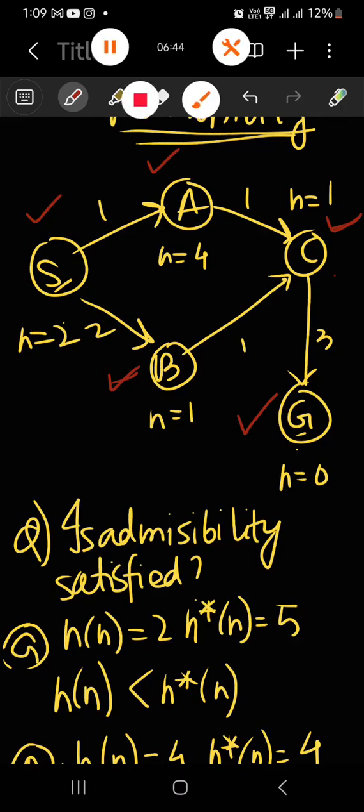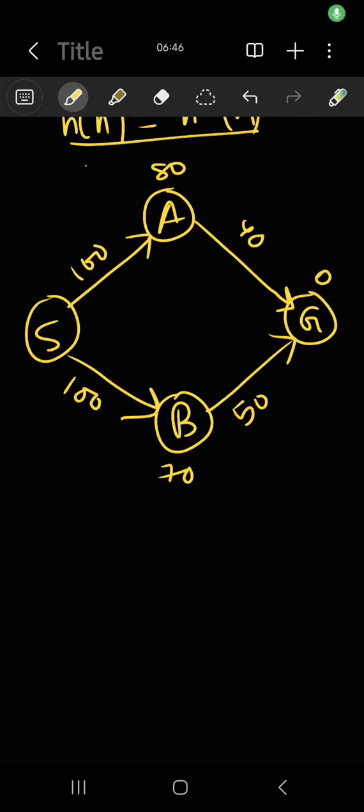Okay, so thank you. We have to see whether the admissibility constraint is getting satisfied for this graph or not. So we will not start with S. S is the source vertex. We don't need to see. For A we will be seeing.